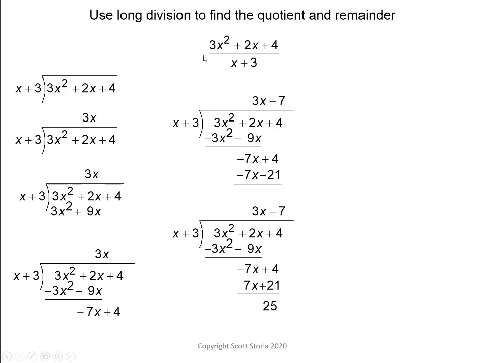Now what this implies is that if I divide this quotient, I'm going to get 3x minus 7 plus 25 divided by x plus 3.